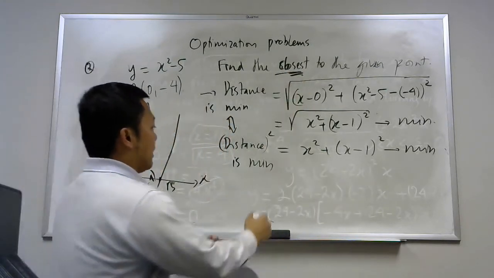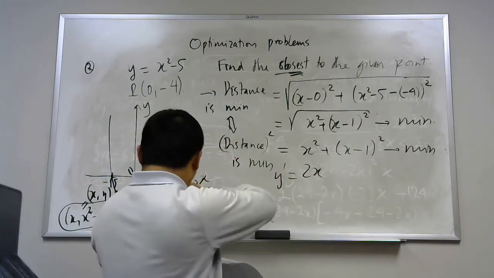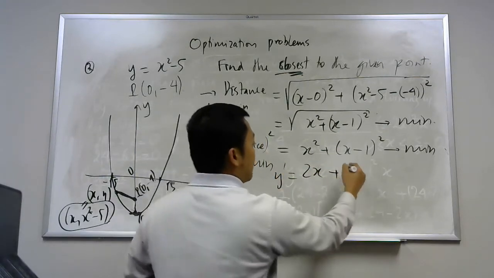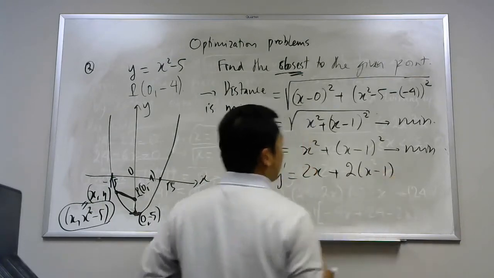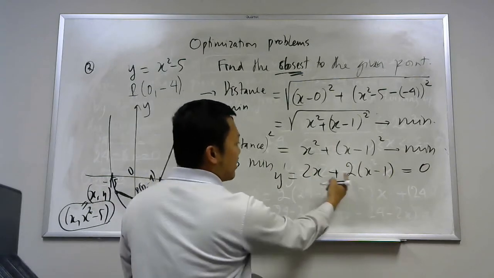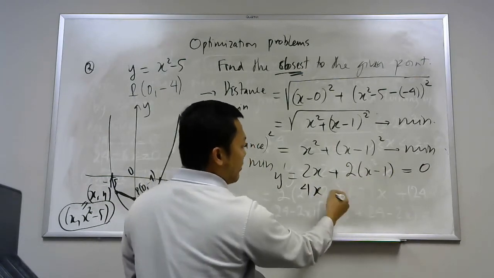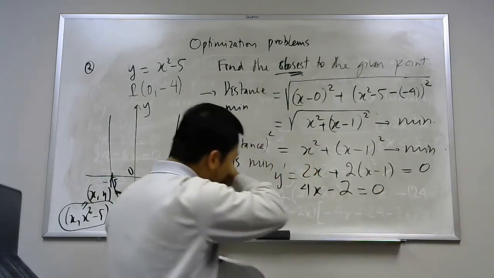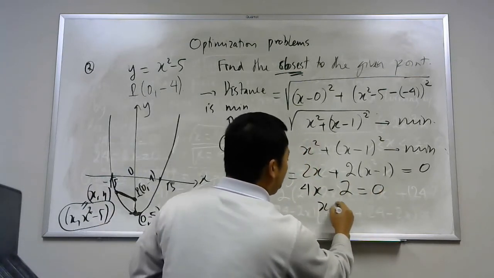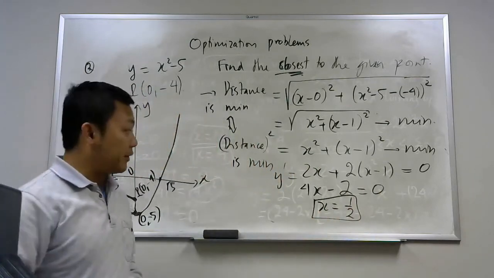So let's take the derivative: y prime equals 2x plus 2 times x minus 1, right? And we set this equal to 0. So you have 2x, with the 2x I have 4x, and then 2 minus, with 1 it is minus 2, equal to 0. From here I get x equal to 1 over 2.